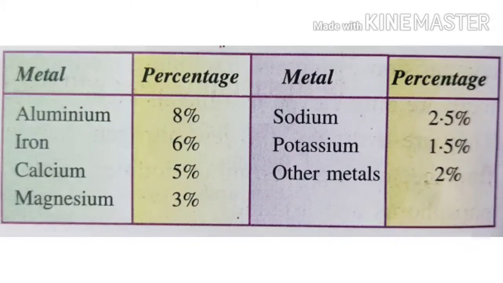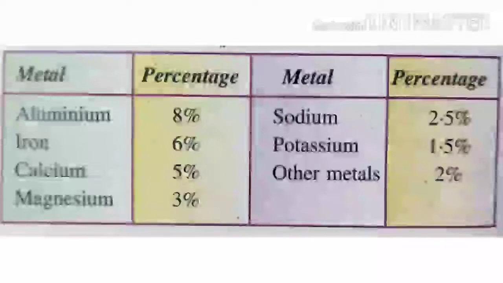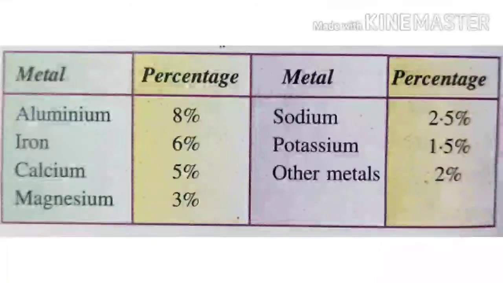Aluminium 8%, iron 6%, calcium 5%, magnesium 3%, sodium 2.5%, potassium 1.5% and other metals are 2%. This is the percentage for each metal which is present in the earth crust. And aluminium is the most abundant metal present in the earth crust.